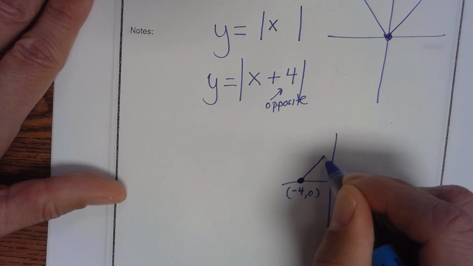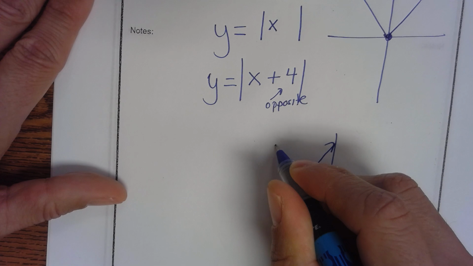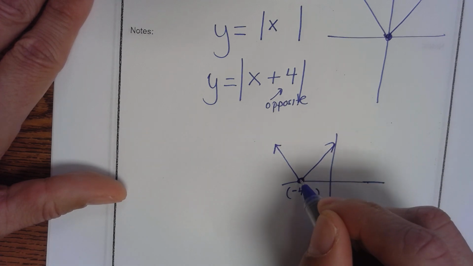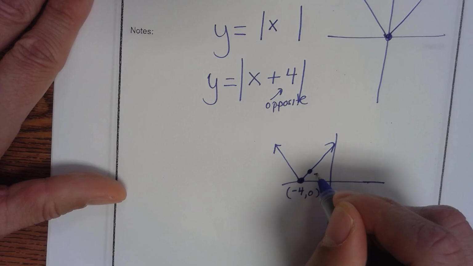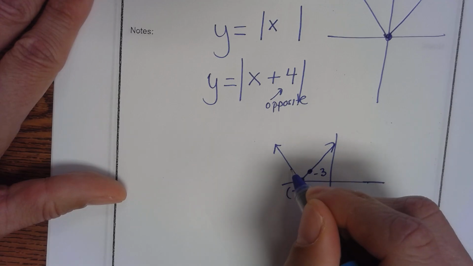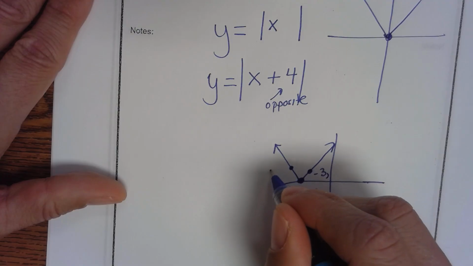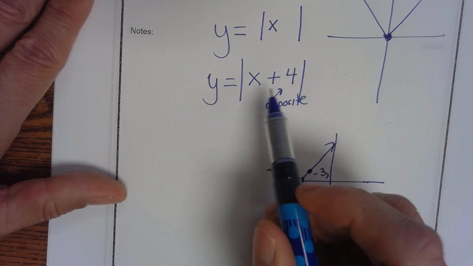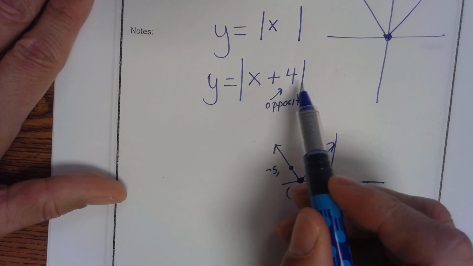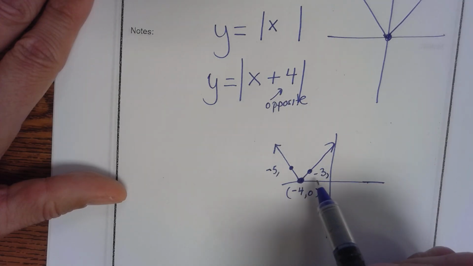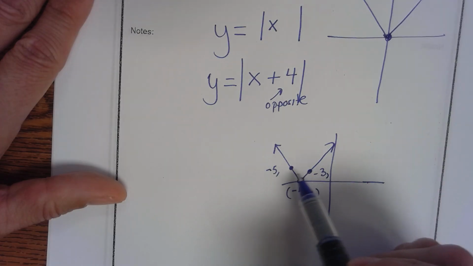And then the shape of the graph would still be the exact shape. Now, I always like you to get a couple points. So if you know the graph's going to start here, 1 to the right would be an x of negative 3. 1 to the left would be an x of negative 5. So if you plug those numbers into the absolute value equation, you could find out the y values. And it's actually going to be the same y value because you're moving 1 to the left, 1 to the right. It's going to be the same height.